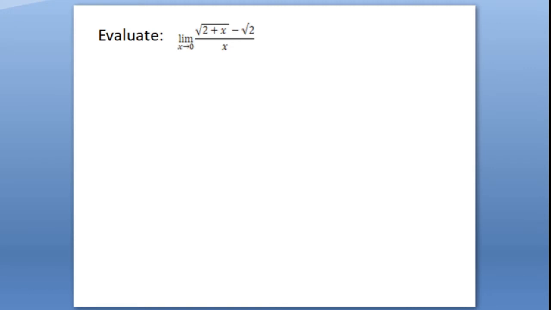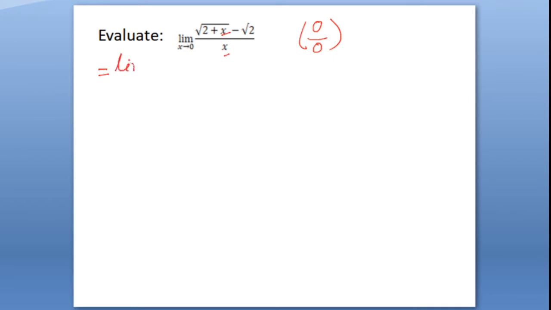Now we will solve this sum. First we will check whether it is of the form 0 by 0 or not. If we put 0 for x, then it will be root 2 minus root 2, which is 0, and for x if we put 0 here, then we can see this is 0 by 0 form. Then we can use the rationalization method.